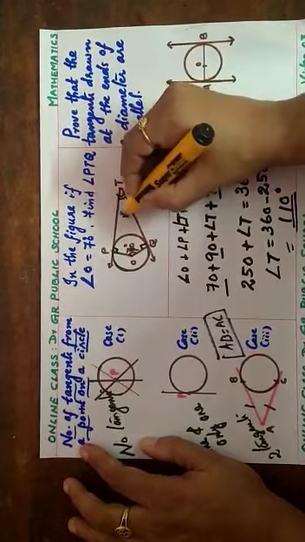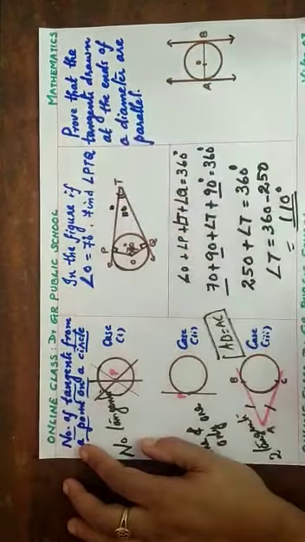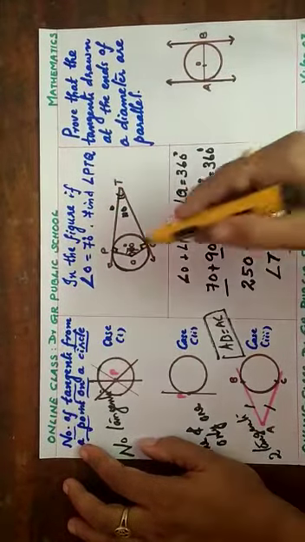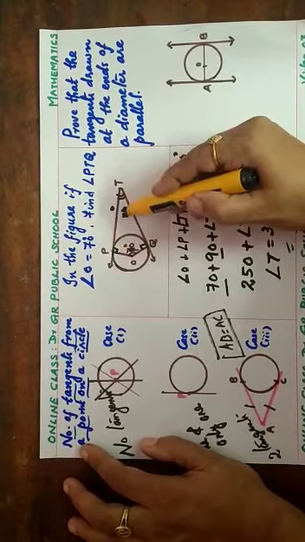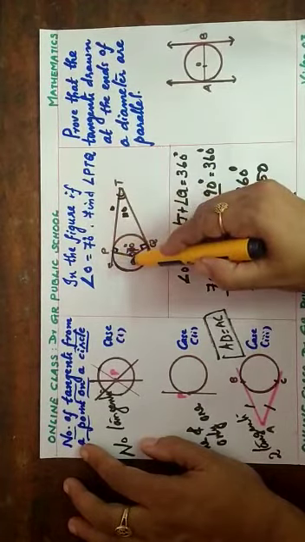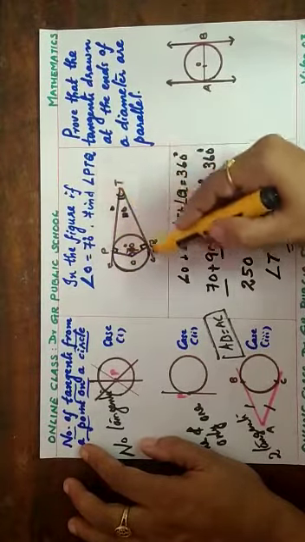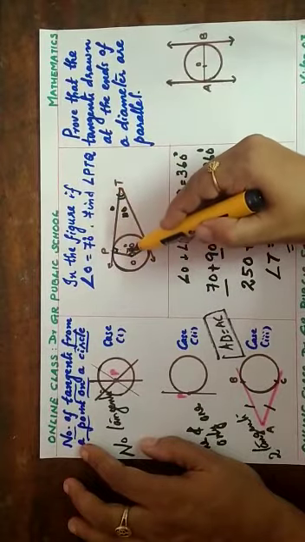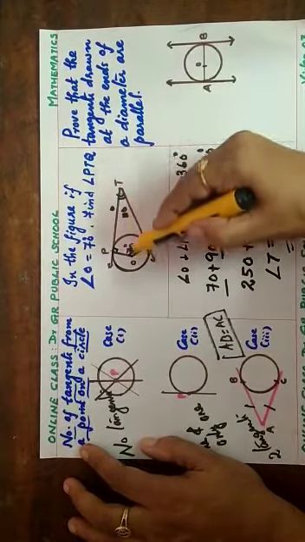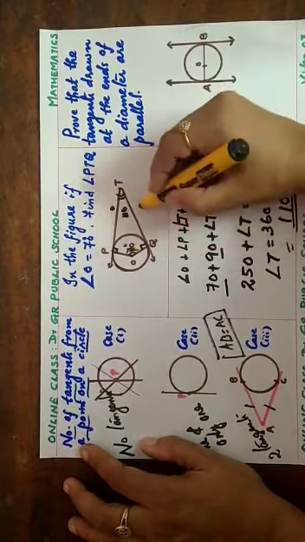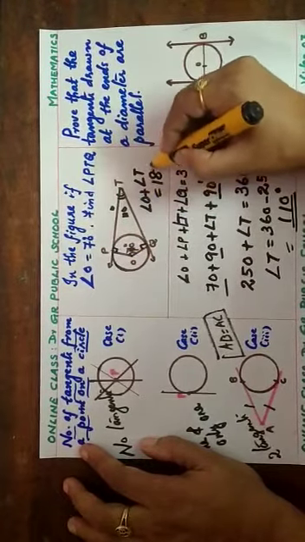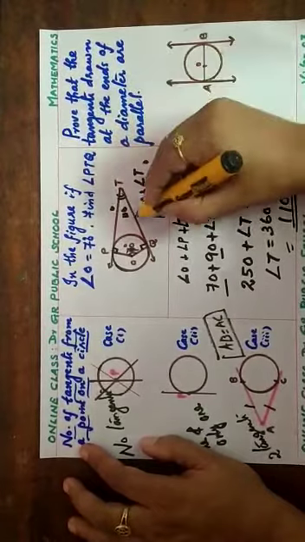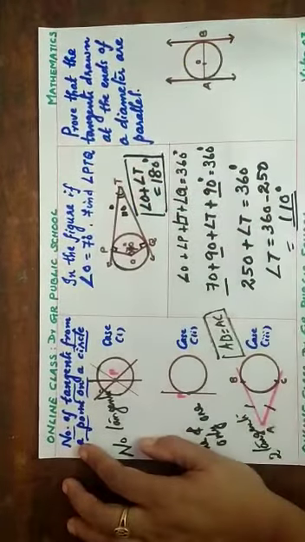Angle T is 110 degrees. From this you can infer one more thing: the angle between the two tangents will always be supplementary to the angle made at the center. What is meant by supplementary? Their sum must be 180 degrees. That means angle O and angle T add up to 180 degrees. Very important result. MCQ questions can be asked based on this.